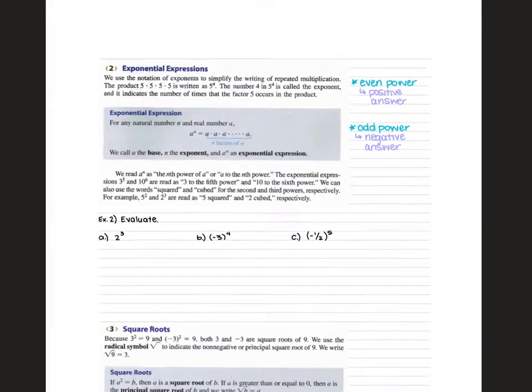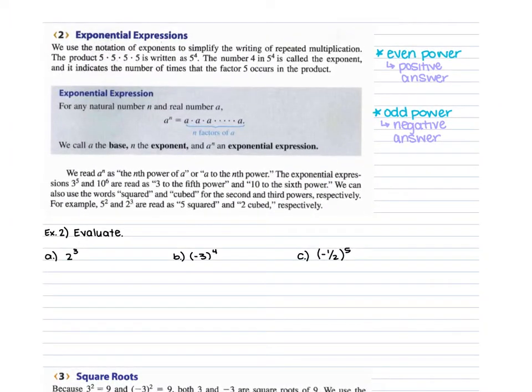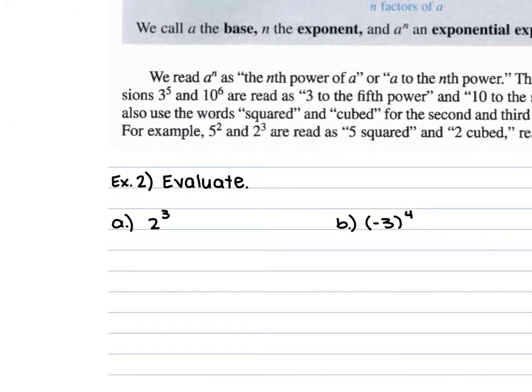For our next part, we're just dealing with exponents. For example, 2a, we have 2 to the third power, so that's like saying 2 times 2 times 2, which is 8.